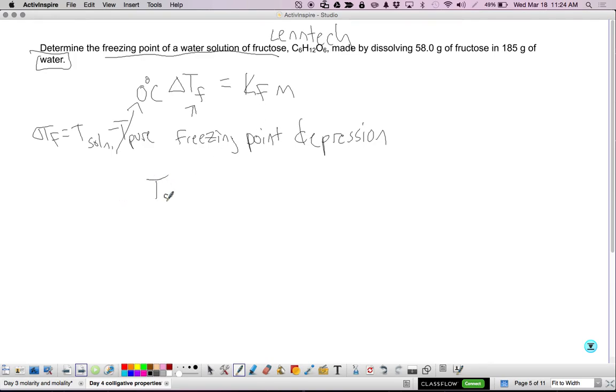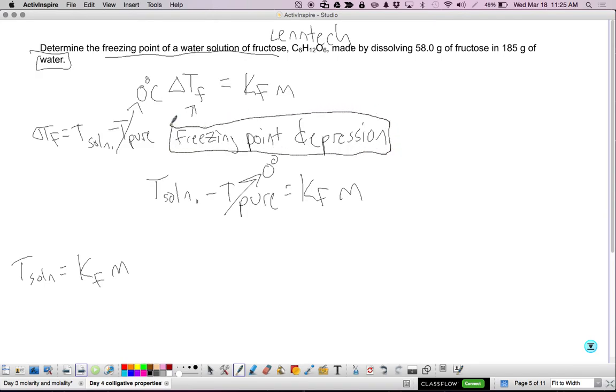Okay, so I'm going to show this. All right, this goes away. So T solution equals KF times M. Now, one of the most common mistakes that I see made is being unclear whether you're finding freezing point depression, delta TF, or an actual freezing point, which would be T solution. You have to pay close attention to this.